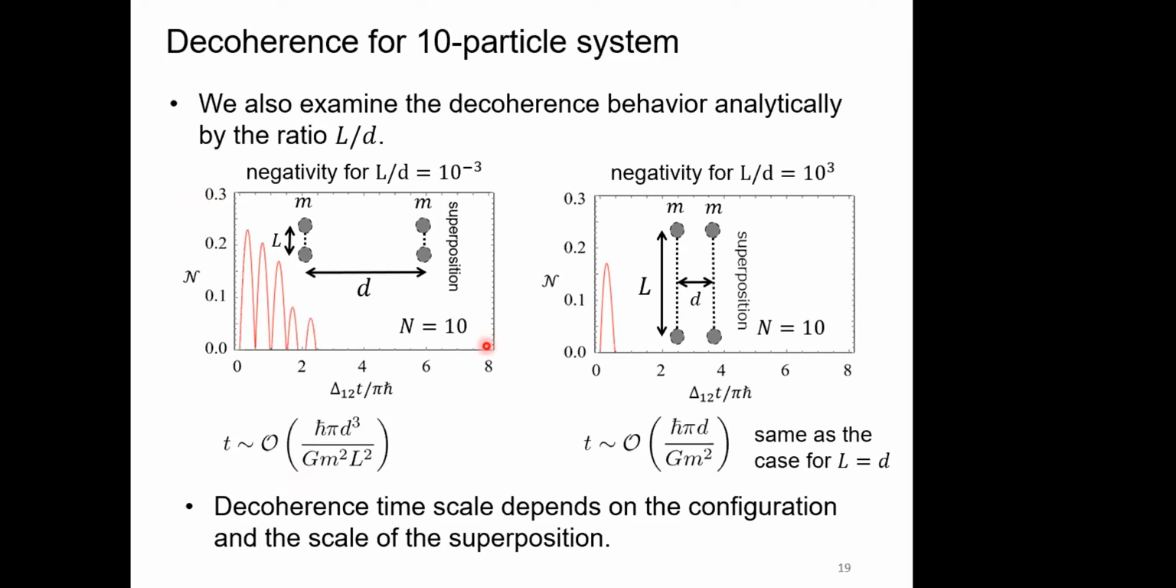In the case when L is much larger than d, two particles rapidly decohere because the particles are close to one another, like this. The characteristic time is of the order of ħπd over Gm squared. This is the same as the case for L equals d. Therefore, the decoherence time scale depends on the configuration and the scale of the superposition.